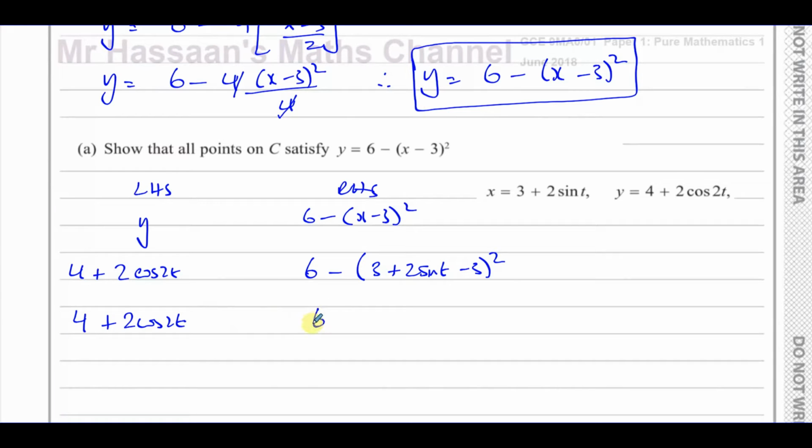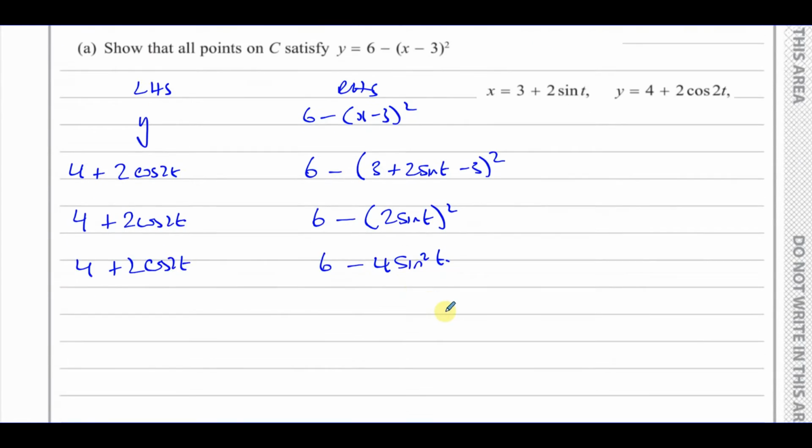And here I'll have 6 minus, and the 3 cancels with the negative 3. You're left with 2 sine of t squared. So now I have 4 plus 2 cosine of 2t, and here I have 6 minus 4 sine squared of t. Now, what I could do here is use that same identity that I mentioned earlier about cosine 2t and the double angle formulae.